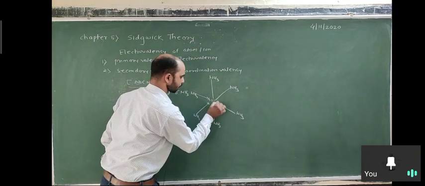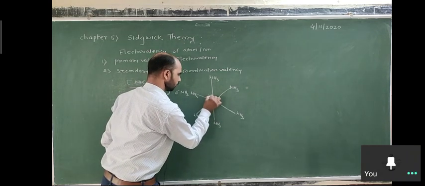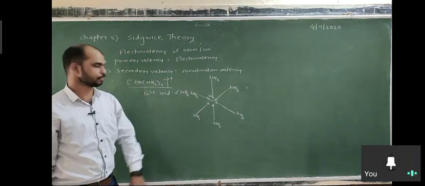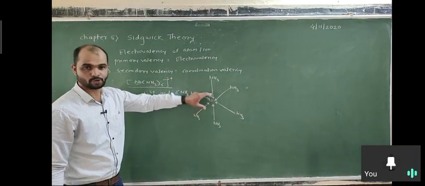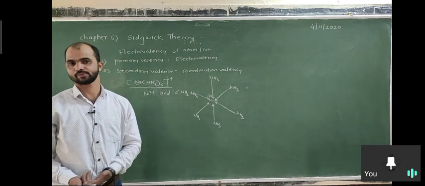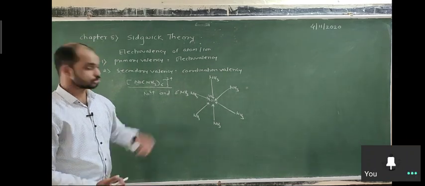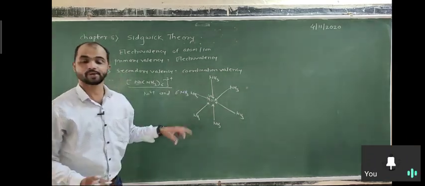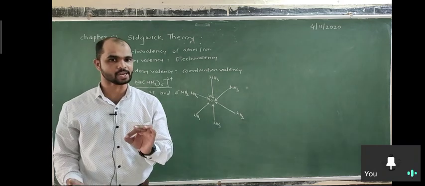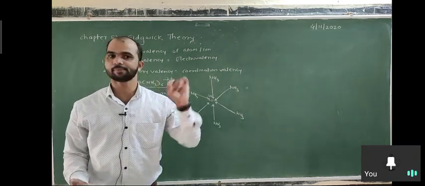Six coordination bonds are formed by 6 NH3 molecules with the Ni2+. Why 6? Why not 5? Why not 7? Why not 4? So these 6 ligands donate 12 electrons, because each ligand has to donate a pair of electrons.